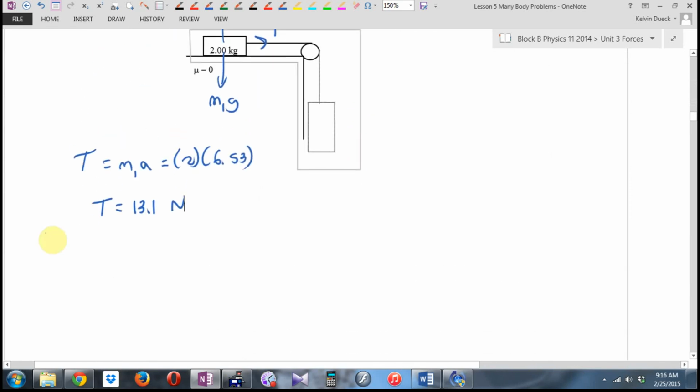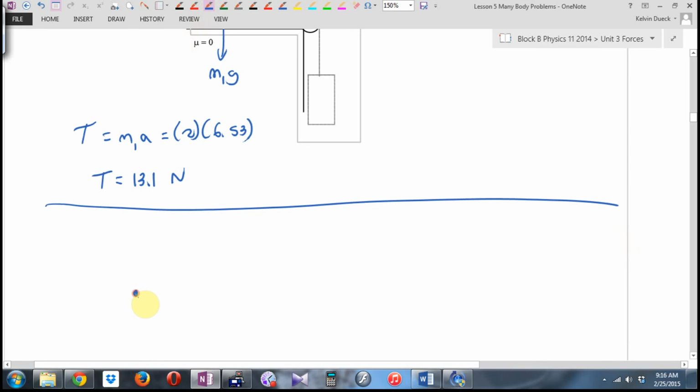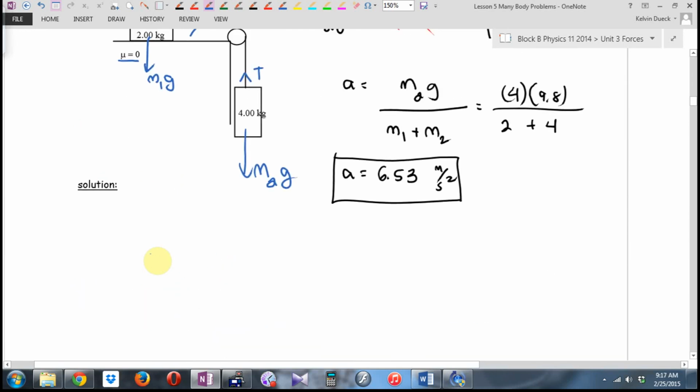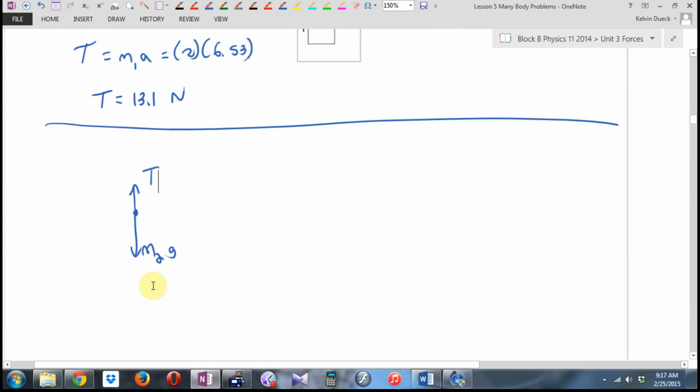Hey, you know what? Just for giggles, let's try it with mass 2. What were the forces acting on mass 2? I'll draw a free body diagram. It was M2G and tension, was it not? M2G and tension, and M2G was the winner. So let's write an equation for mass 2. Who's winning? Who's losing? And that equals M2A.